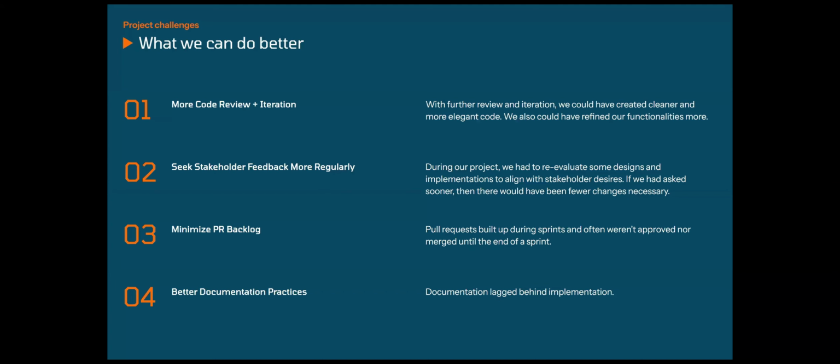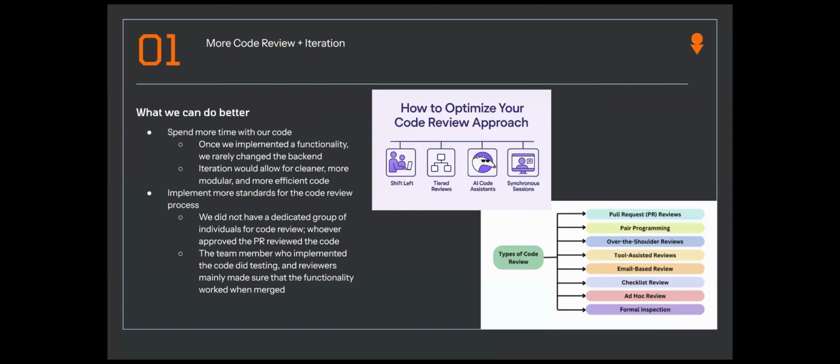Next, we'll move on to the areas where we think we can improve. A theme that came up often was that we could have spent more time refining our code. We tended to implement functionality once and rarely revisit it. More iteration would have helped us produce cleaner and more modular code. We also didn't have a dedicated review group. PRs were reviewed mostly for functionality, not style or structure.